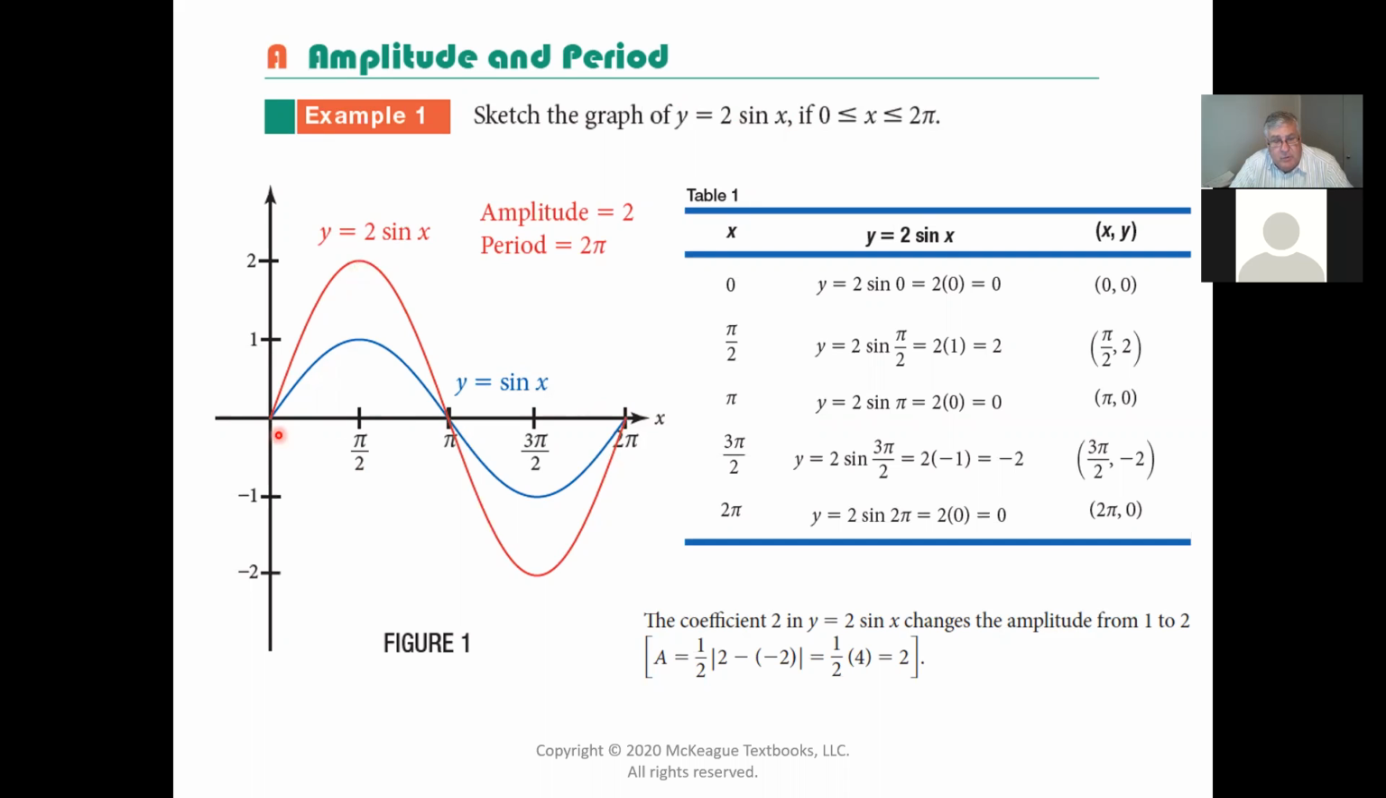Nothing's changed with the x-intercepts of the graph. They both possess the same x-intercepts. They both possess their maximum points for the same values of x and their minimum point for the same value of x. Because of that, ladies and gentlemen, we say that the graph of y equals 2 sine x and the graph of y equals sine x, they are in phase with one another.